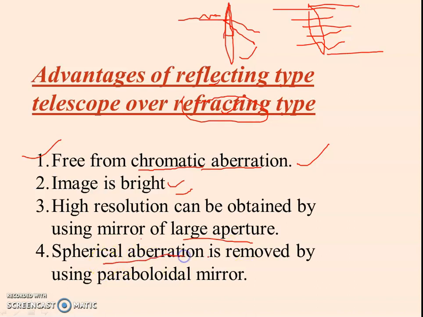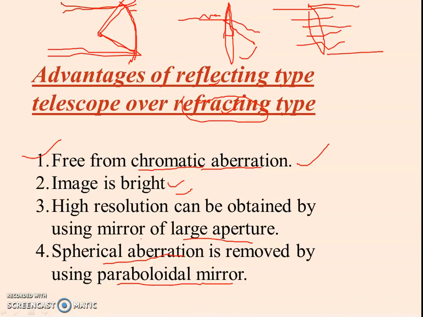Now spherical aberration is removed in the parabolic mirrors. Now see, a parabolic mirror of large aperture should be parabolic in nature, since it converts the rays into a parallel beam of light, right? So the image will be sharp and it will be formed at a single point. So a sharp image is formed at a single point. That's why we use parabolic mirrors, right?